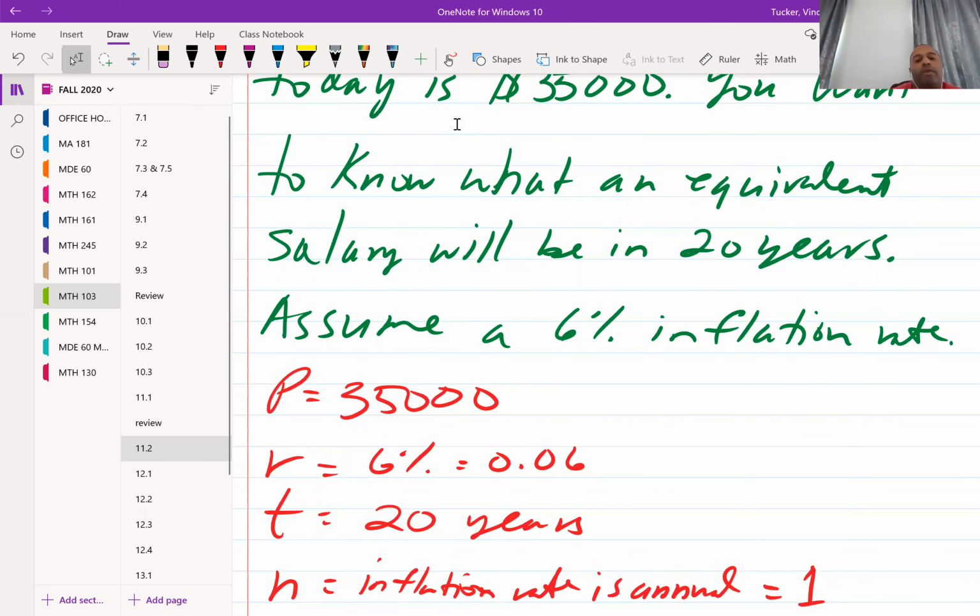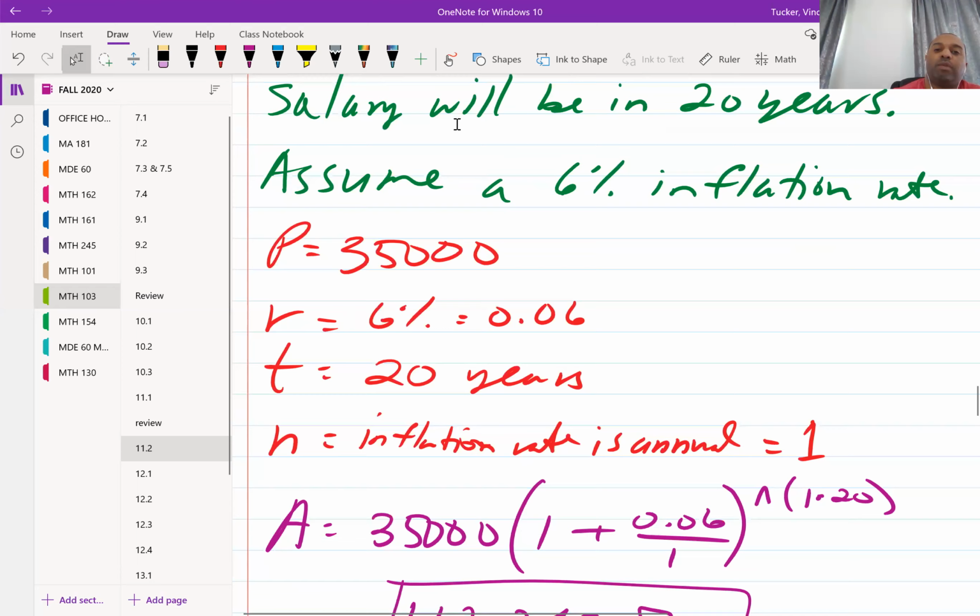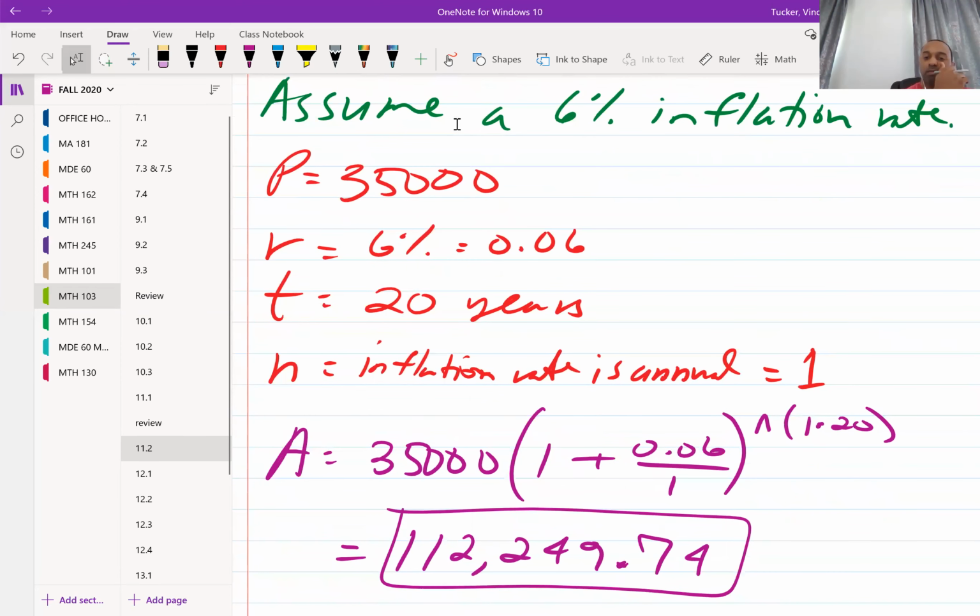Okay, so 35,000 is our P, 0.06 is R, 20 years is T, and the inflation rate is annual. So we're going to let N be equal to 1. And we plug it into the formula. So we get $112,249.74 would be what it would increase to.